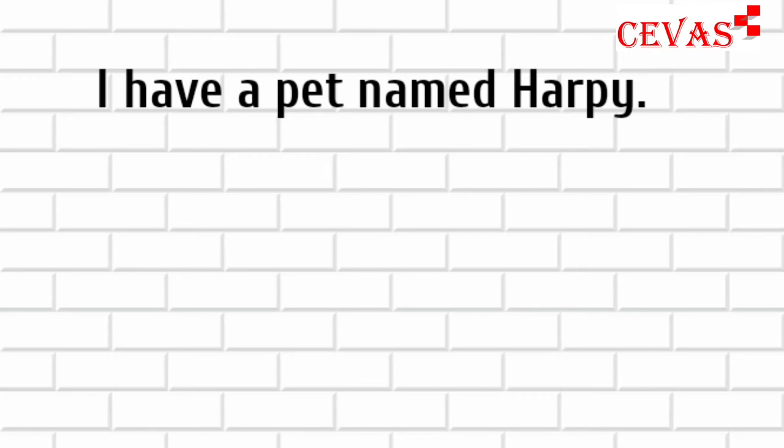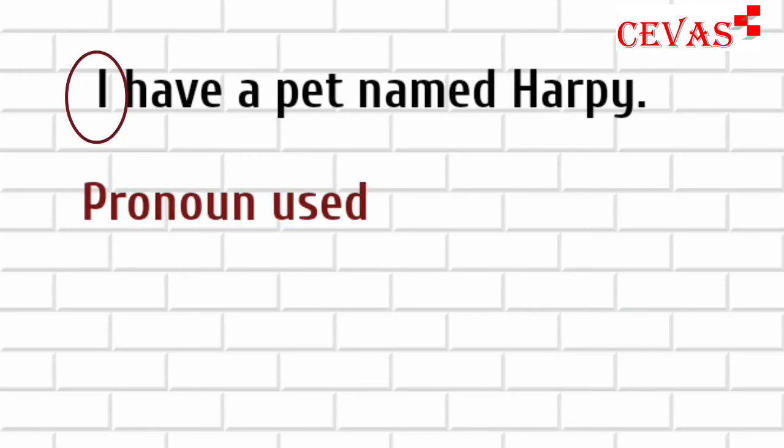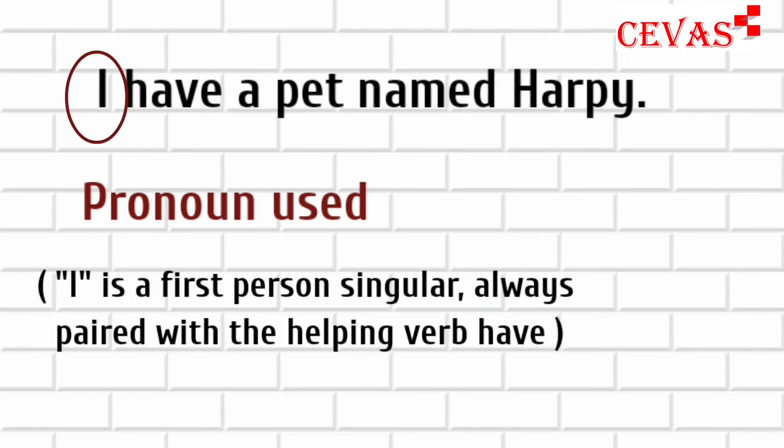Same with my next example. I have a pet named Harpy. The pronoun used was the word I. And though it is singular, the pronoun I is always paired with the helping verb have.